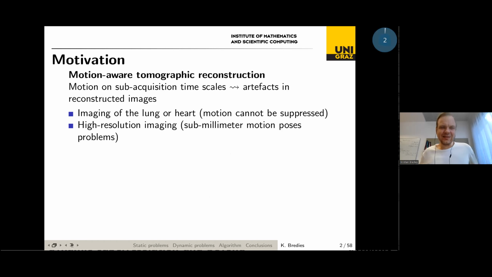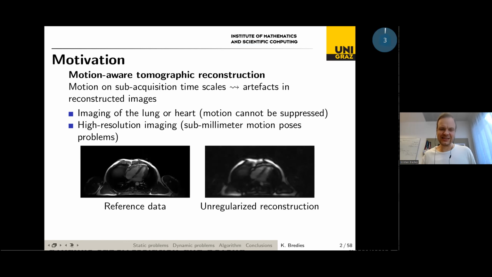Okay, so let's look at the motivation. Why were we looking into dynamic inverse problems and dynamic optimal transport? In tomography, in particular MRI, it's always a problem that you have motion. Motion is a problem because it happens faster than the acquisition. So you have sub-acquisition timescales, and if you just reconstruct as you do it normally, you would get artifacts. In MRI, this is relevant, for instance, in imaging of the lung or the heart, where motion cannot be suppressed, and also for higher resolution imaging.